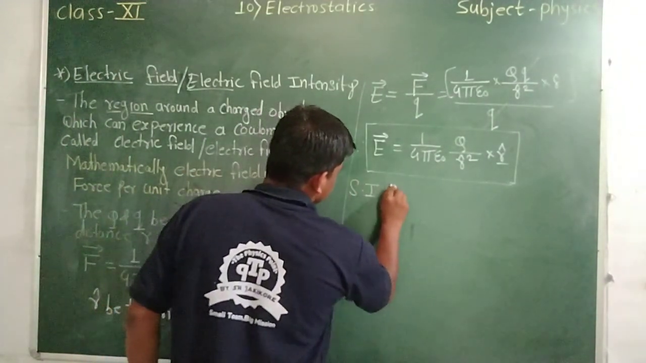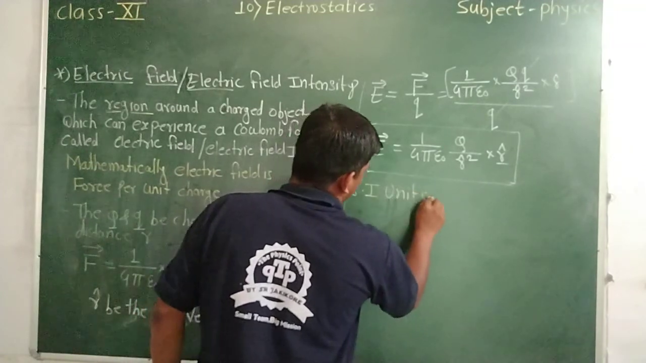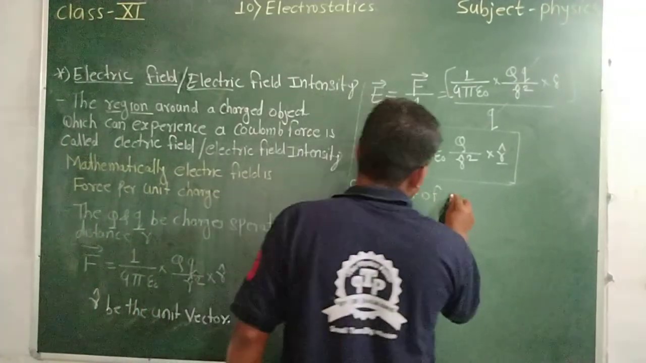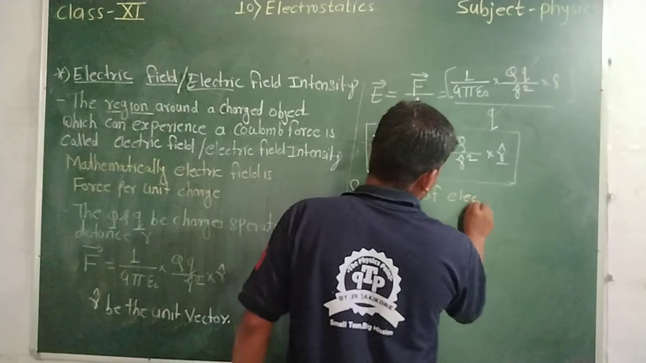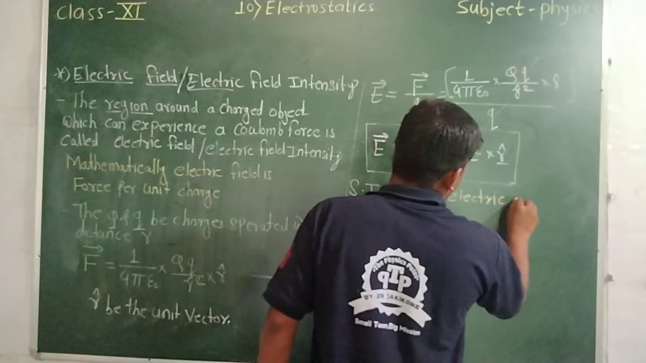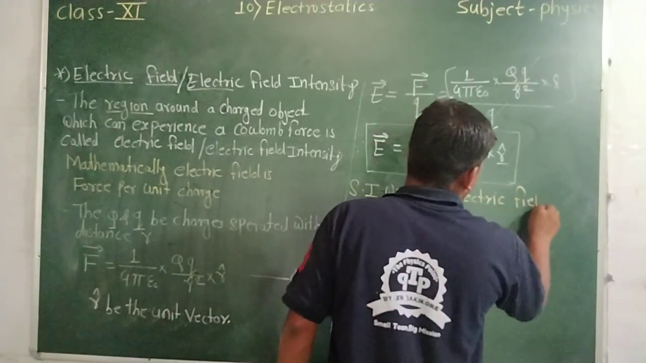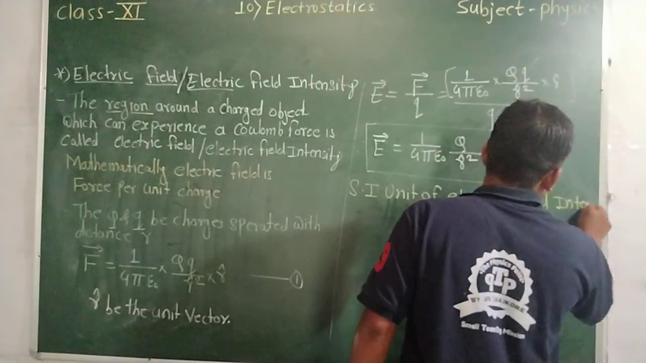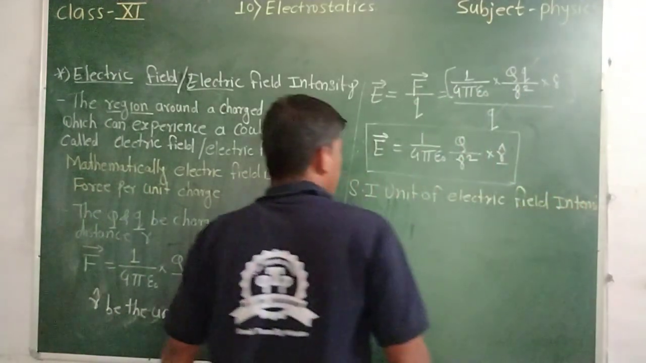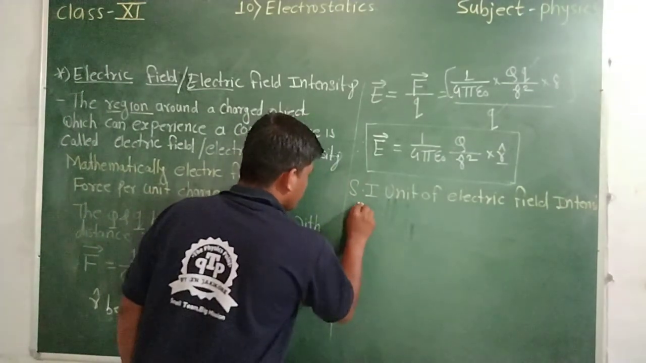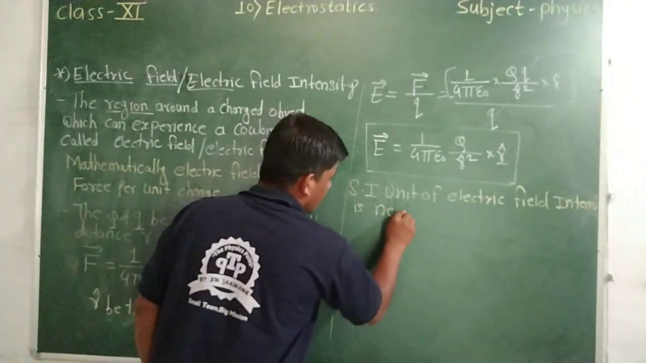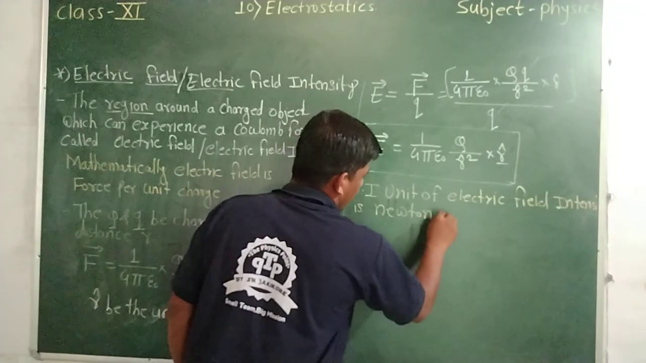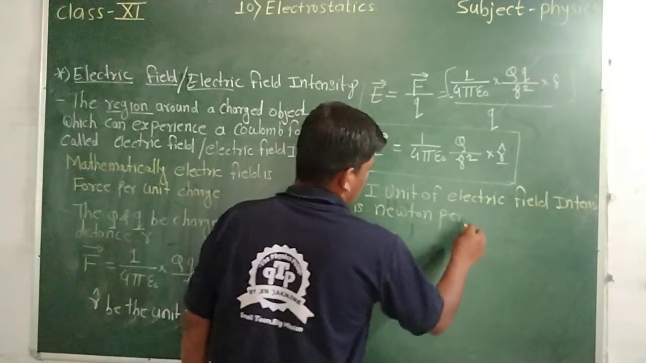SI unit of electric intensity or electric field intensity. Electric field intensity is Newton per Coulomb.